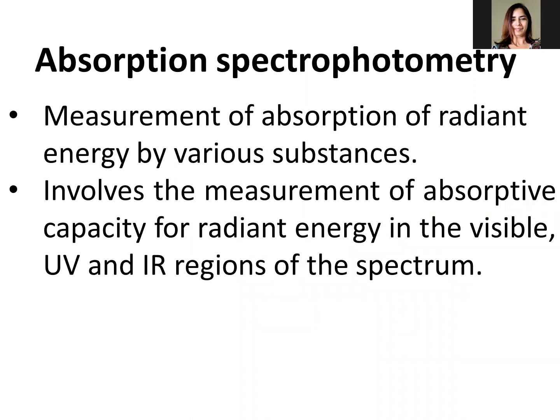Absorption spectrometry. It's defined as the measurement of absorption of radiation energy by various substances. It involves the measurement of absorptive capacity of the radiant energy in the visible, UV, and IR region of the spectrum.